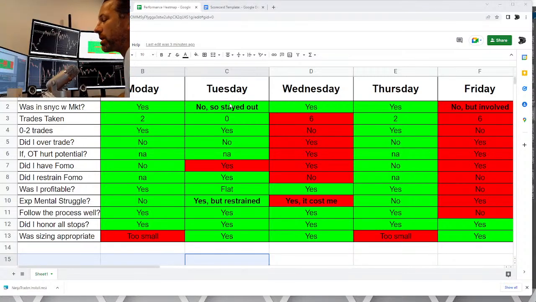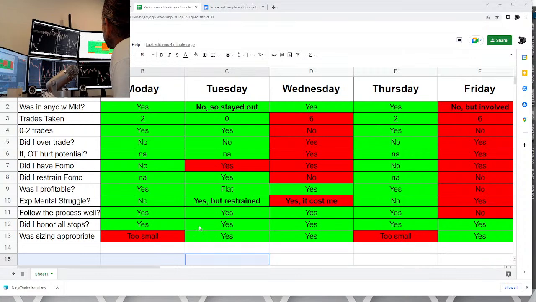Doesn't mean that there wasn't an opportunity. I'm sure that there were plenty of people in the world who traded on Tuesday and absolutely crushed it. I just was not one of them. Because everyone has a different and unique style, everyone has a different time frame. We all have different parameters that we like to adhere to when we trade, or we should at least. So that one I was proud to say, yes, I did experience struggle, but I restrained. Did I follow the process well? Yes. Did I honor all stops?